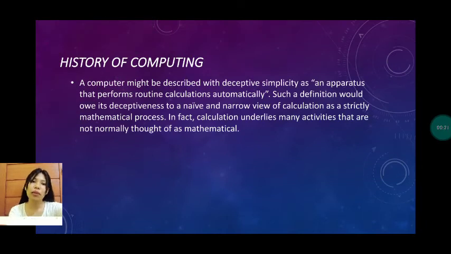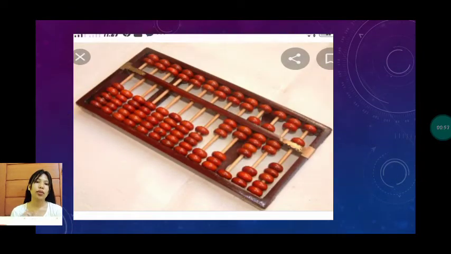So when we say history of computing, a computer might be described with deceptive simplicity as an apparatus that performs routine calculation automatically. Such a definition would owe its deceptiveness to a naive and narrow view of calculation as a strictly mathematical process. In fact, calculation underlies many activities that are not normally thought of as mathematical. So, that is the abacus.